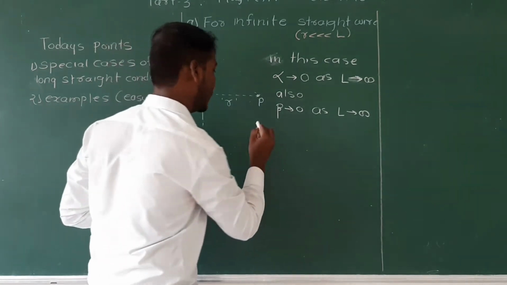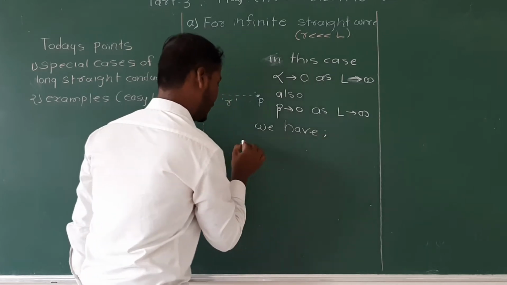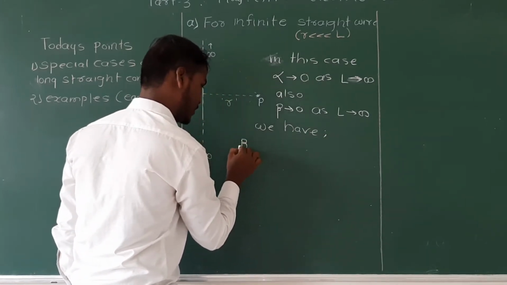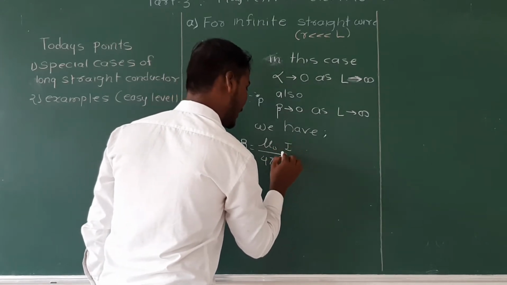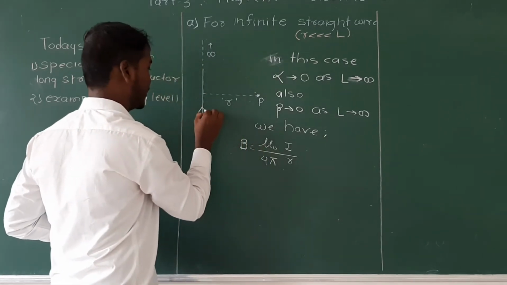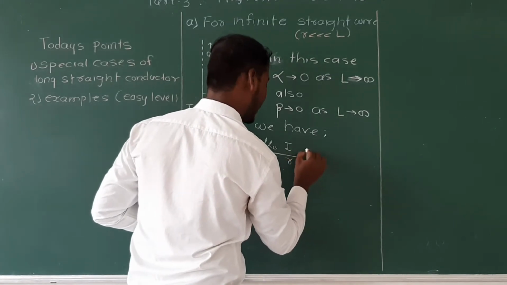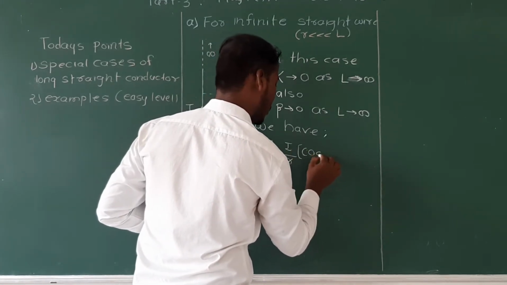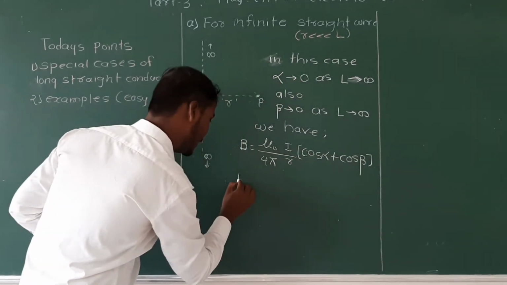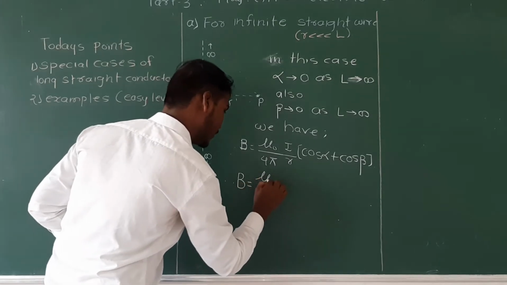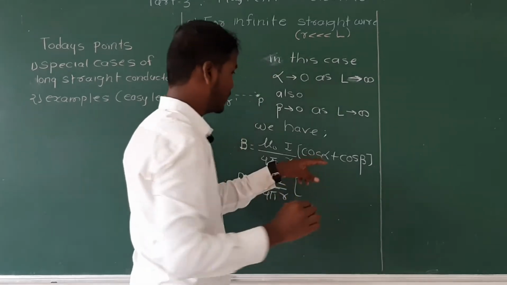Now see carefully, we have B, the magnetic field, is equal to mu 0 upon 4 pi, I divided by R. Definitely I is the current. Let's say we are taking this direction, I divided by R in bracket cos alpha plus cos beta. So therefore B, the magnetic field, is equal to mu 0 upon 4 pi, I divided by R. Now alpha is nothing but 0.